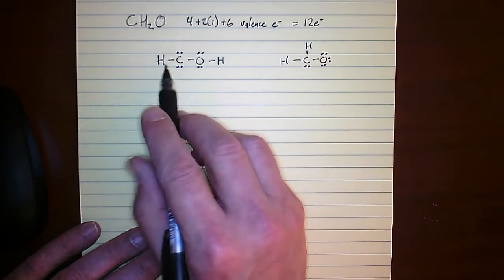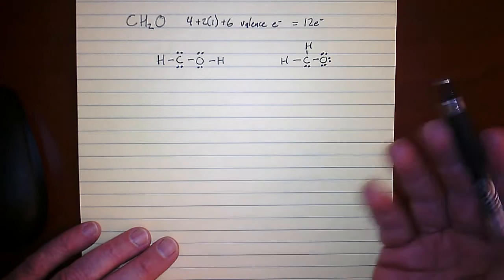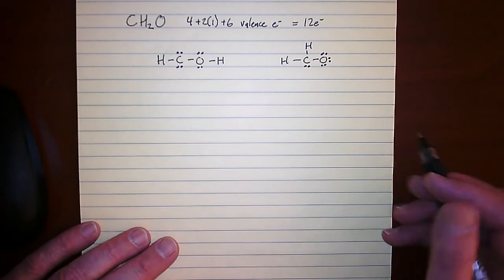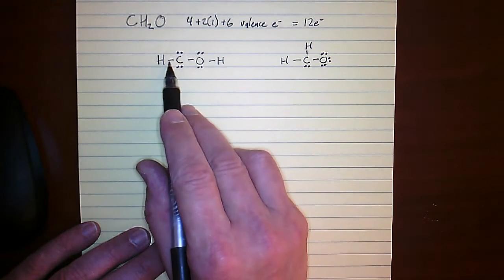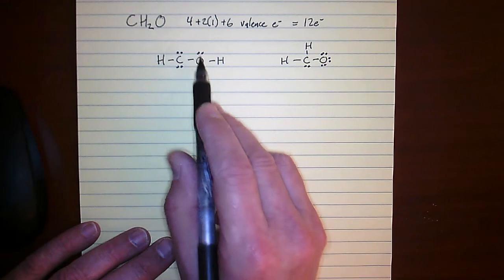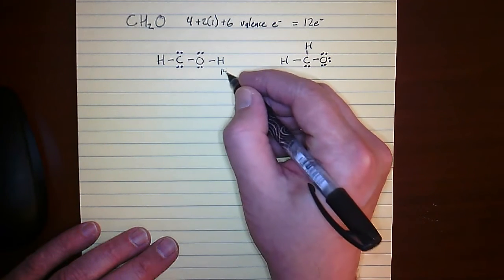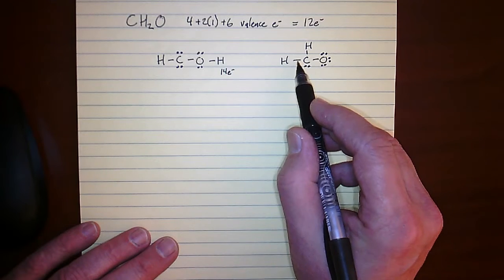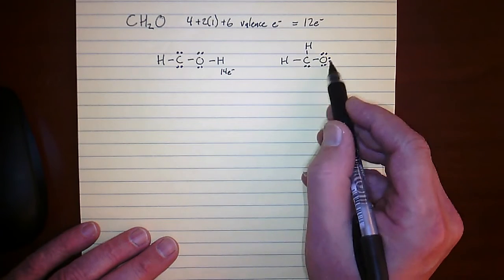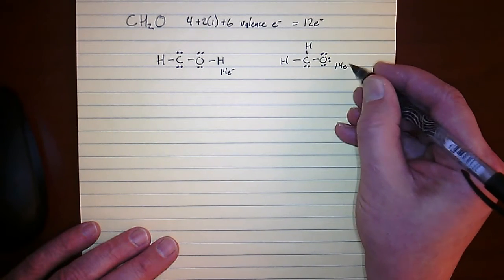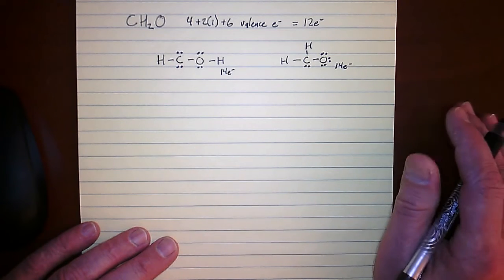Okay. Both of these structures have the same number of electrons because they have the same number of atoms and they have only single bonds. If we count 2, 4, 6, 8, 10, 12, 14, this is 14 electrons. And we can count this one as well, 2, 4, 6, 8, 10, 12, 14 electrons. So you can see that it's 14 no matter which way it's arranged.